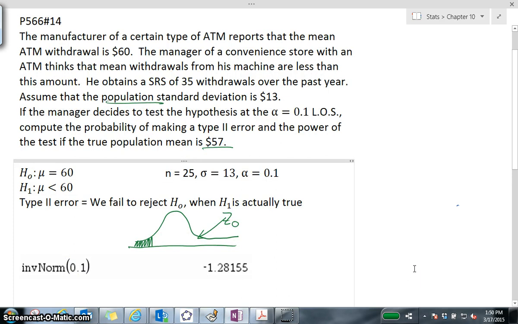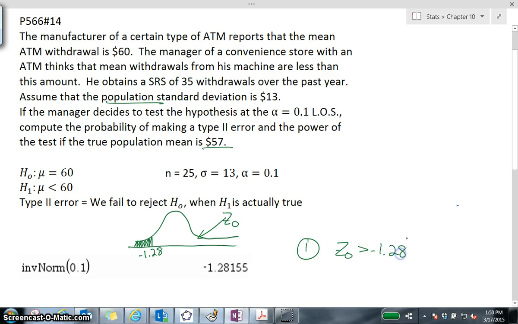This is just left tail in norm of 0.1, negative 1.28. That's our cutoff. So that was our first step. We want to find our cutoff value that Z0 was greater than negative 1.28. Whatever it was, because it was greater, it was in that white area, we rejected. Now we want to find the X value that goes with it.